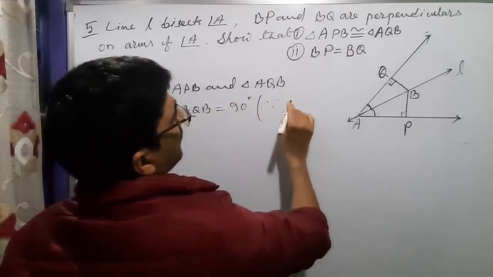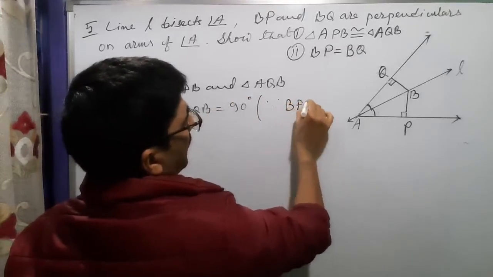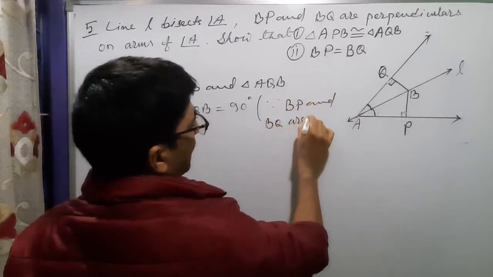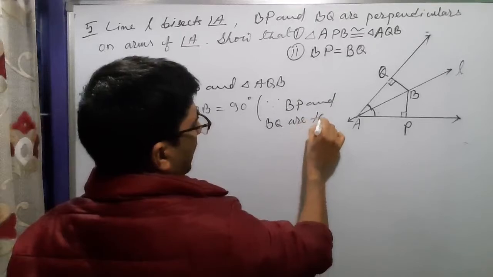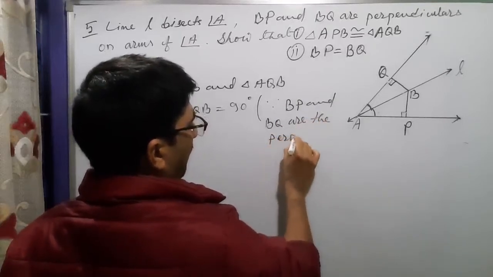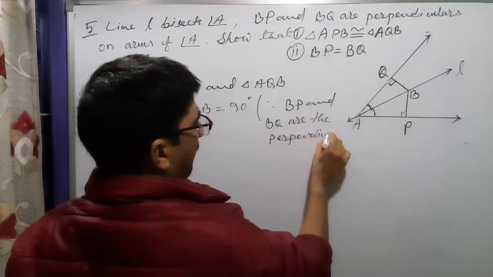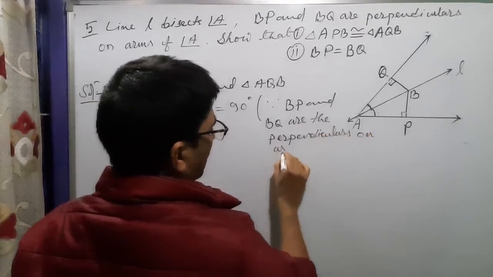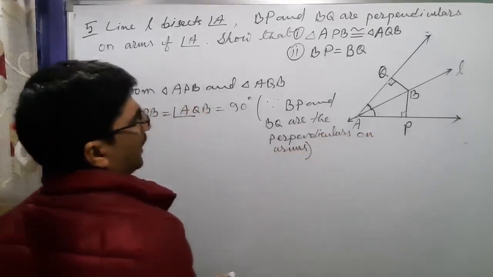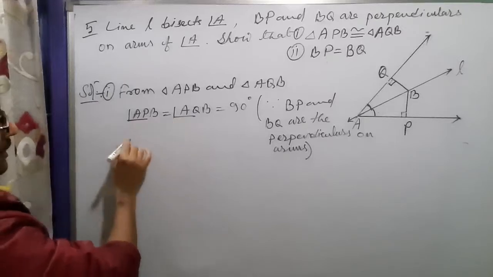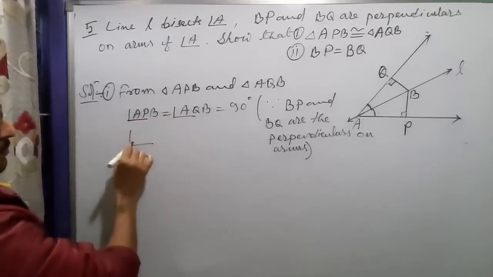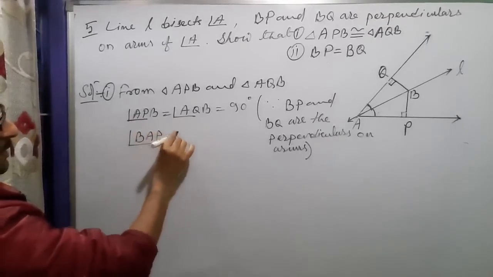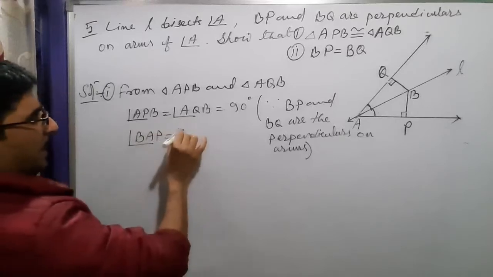Since BP and BQ are the perpendiculars on arms. I have written on arms. Now these two angles are equal. Now again you check another pair of angles. Okay, BAP or PAB, whatever you like. BAP is equal to angle BAQ.